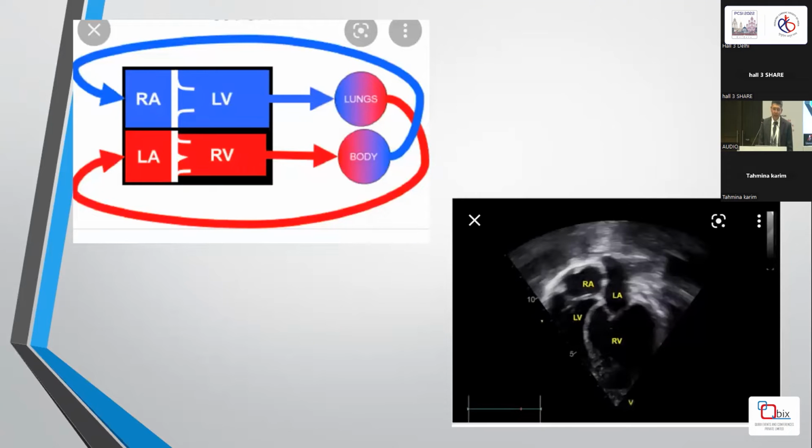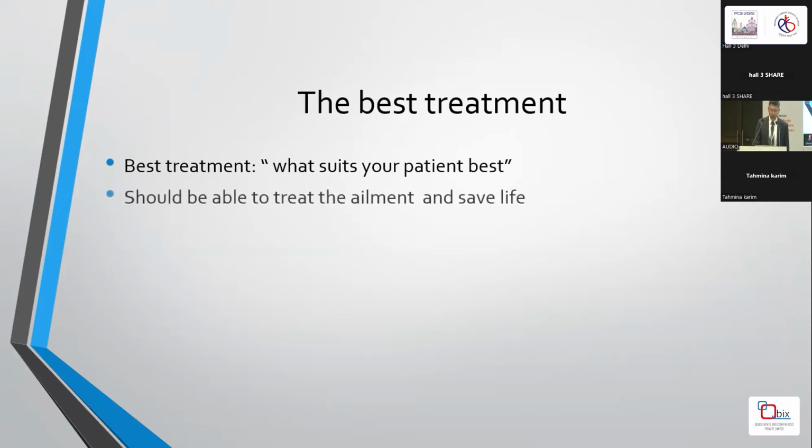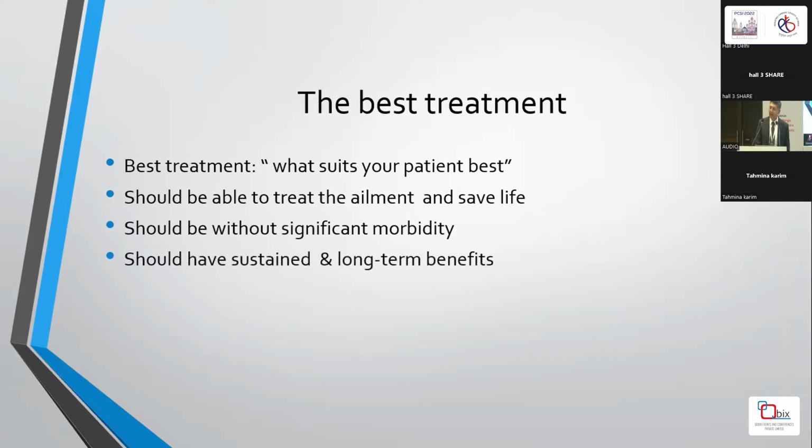So what is CTGA? CTGA is a double discordance, as you can see from these pictures. And for best treatment, what is the best treatment? The best treatment is what suits your patient best. It should be able to treat the ailment and save life, should be without any significant morbidity, should have sustained and long-term benefits, and it should be an evidence-based treatment and should be cost-effective. And that's the most important criteria probably for our country. Now, let us try and fit these criteria to the CTGA.